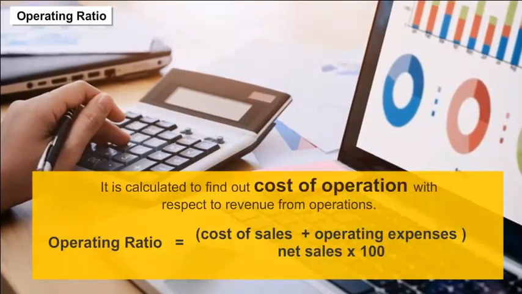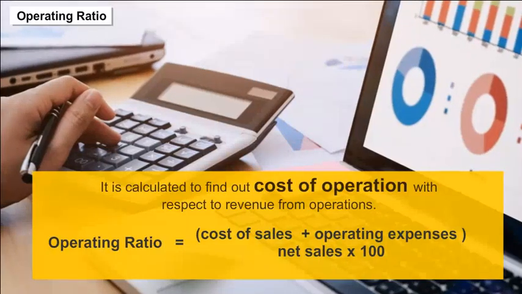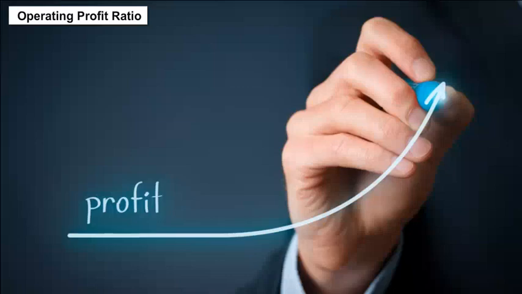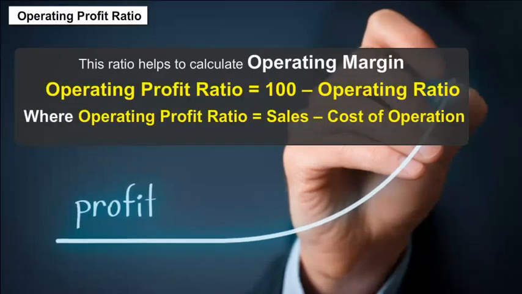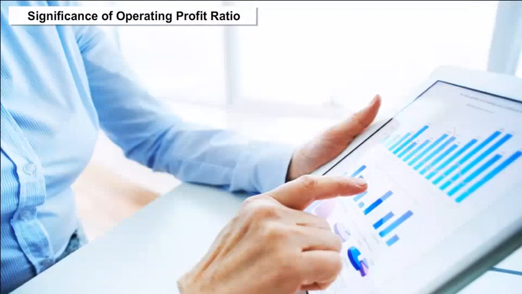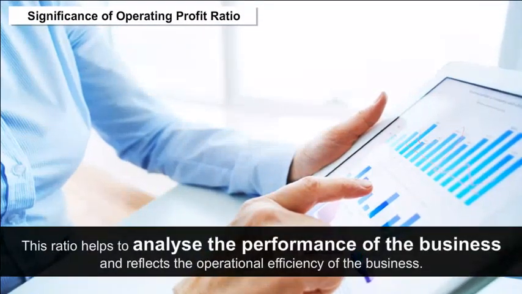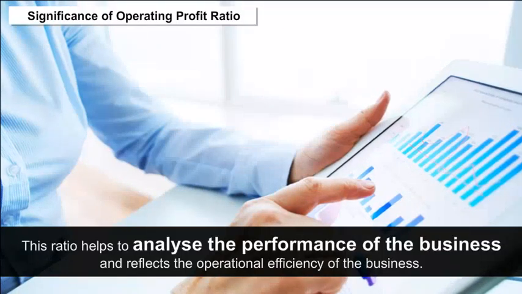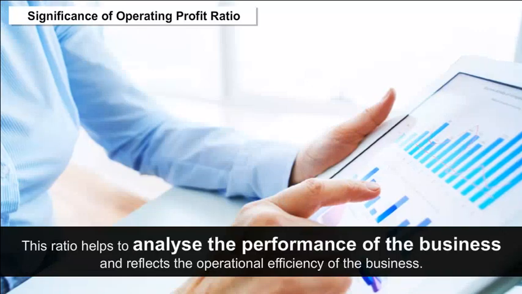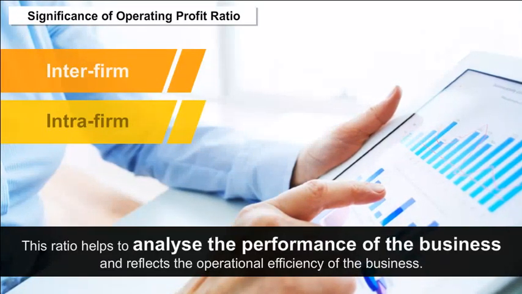Operating ratio. It is calculated to find out cost of operation with respect to revenue from operations. Operating profit ratio. This ratio helps to calculate operating margin. Significance of operating profit ratio. This ratio helps to analyze the performance of the business and reflects the operational efficiency of the business. It is useful for inter-firm and intra-firm comparisons.